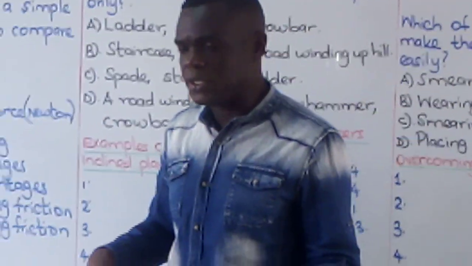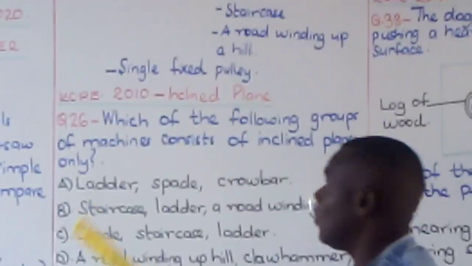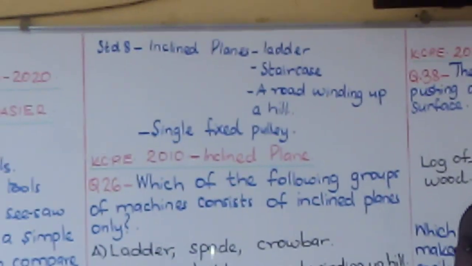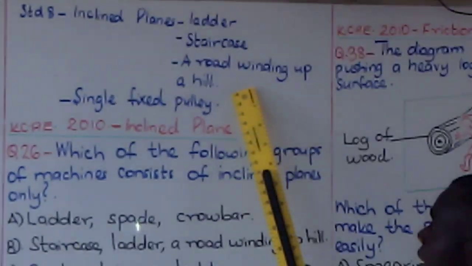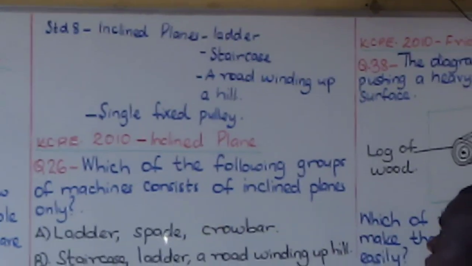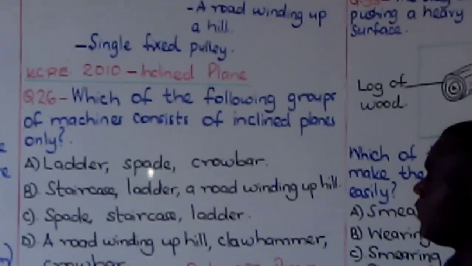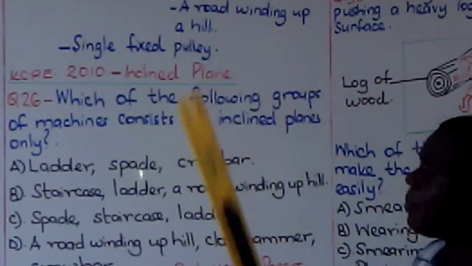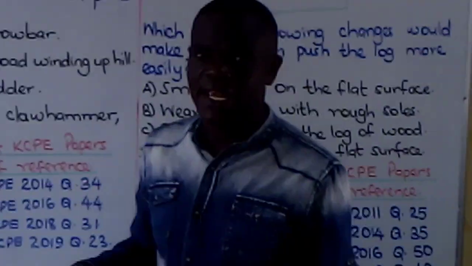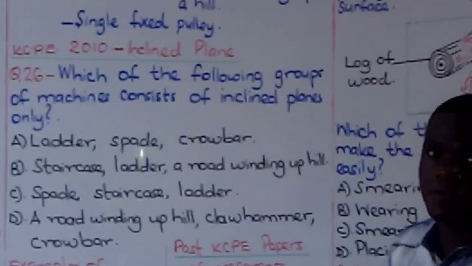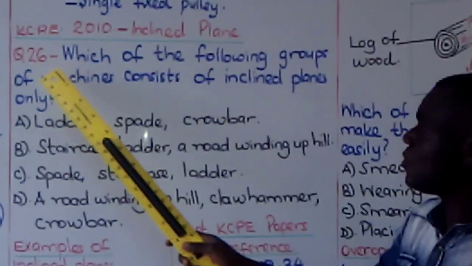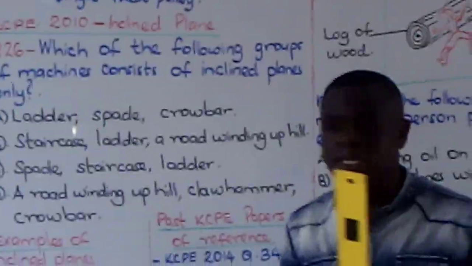Now, today I want us to look at, I had forgotten about class 8. In class 8, we learn about inclined planes. Inclined planes include the ladder, the staircase, a road winding up a hill, etc. We also learn about a single fixed pulley. I have extracted some questions from KCPE 2010. Question 26, talking about inclined plane. I've chosen one of them, inclined plane, and chosen a question from KCPE 2010.